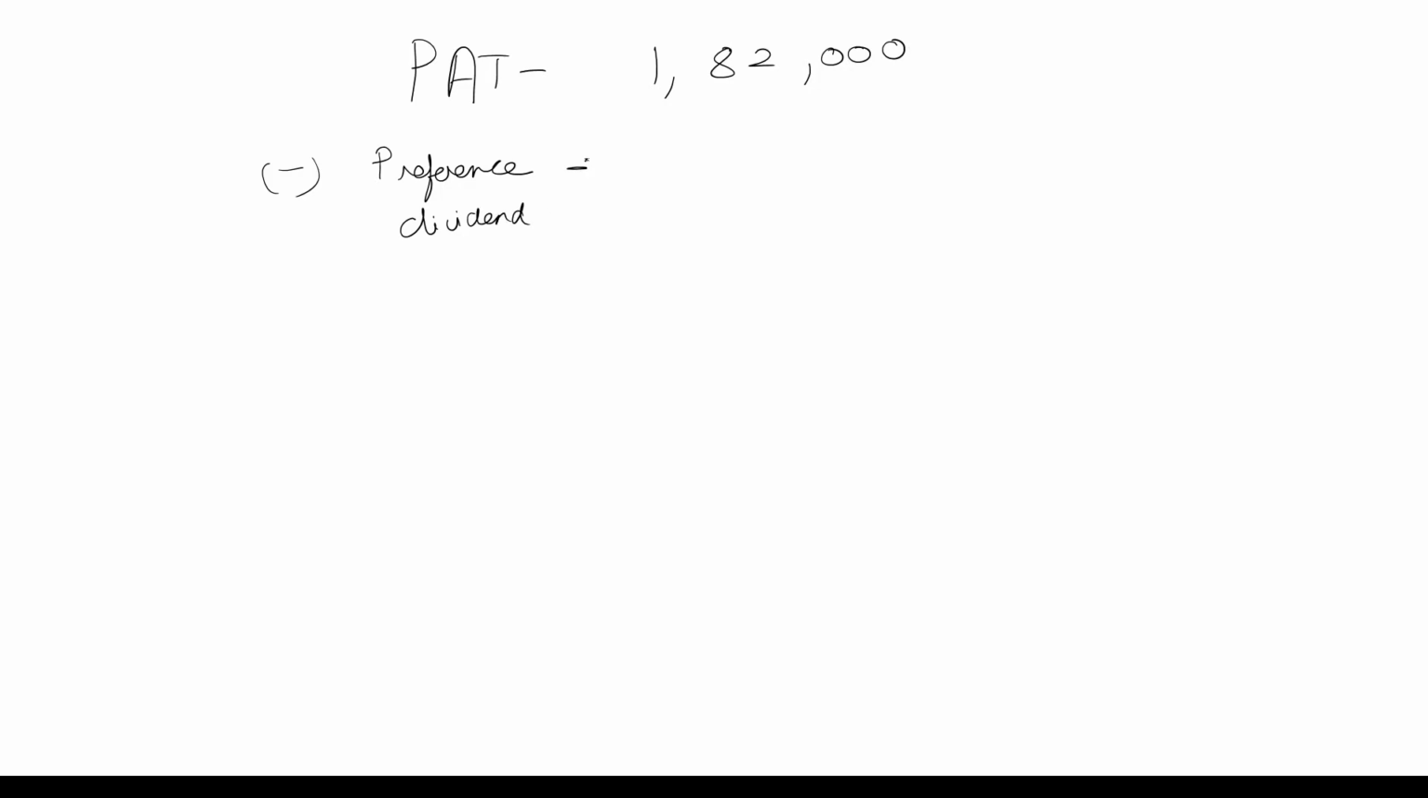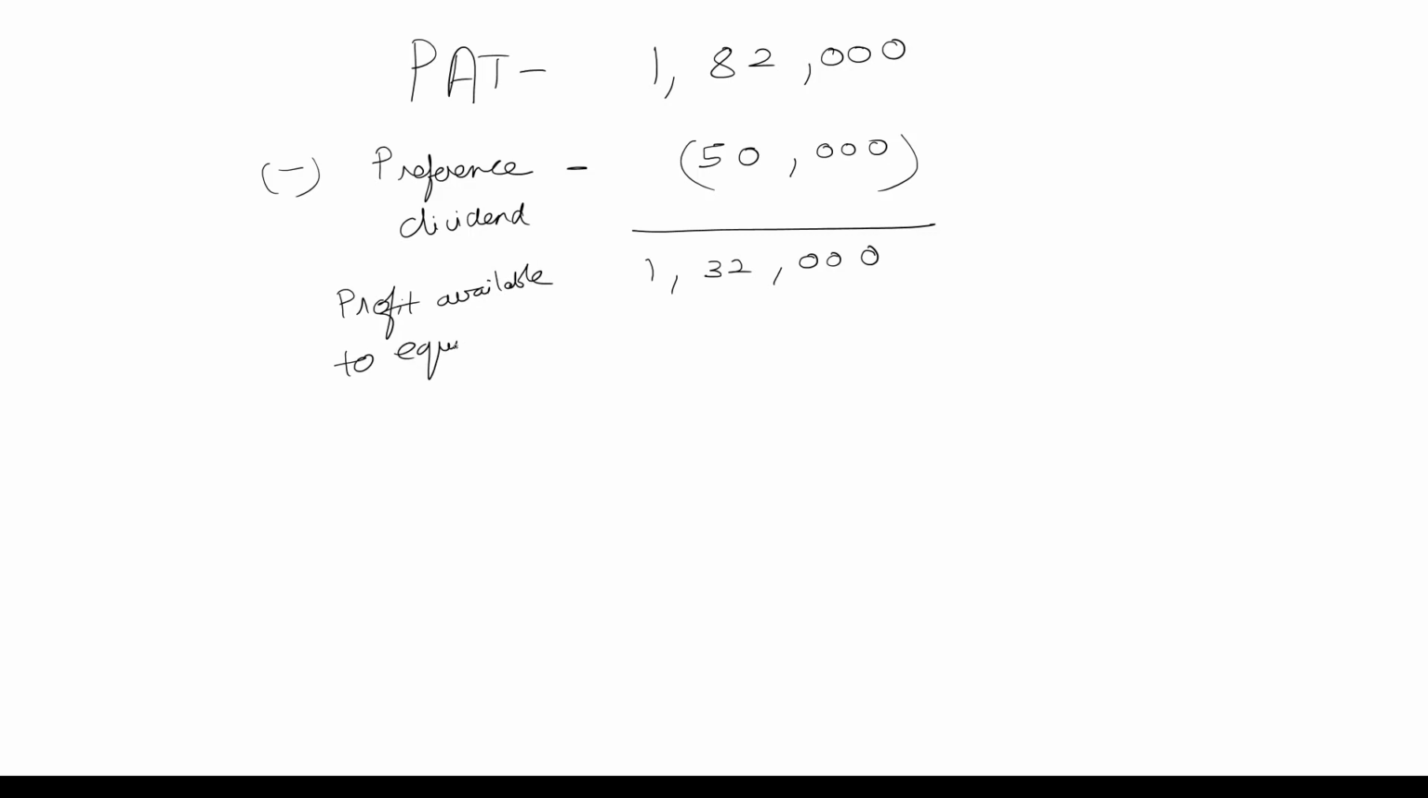So here I have 6,25,000 of preference shares, and they have a preference dividend rate of 8%. So 6,25,000 into 8% is going to give me 50,000 of preference dividend. So I will get 1,32,000, and I will call this as profit available to equity shareholders. PAES, profit available to equity shareholders, 1,32,000.